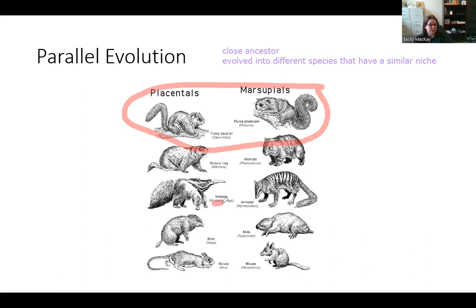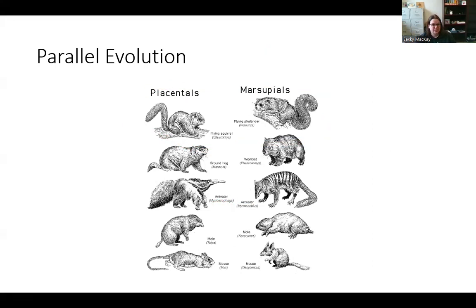Similarly, you have two different types of anteaters. One is a marsupial, one is a placental. Anteaters have those really long noses that allow them to eat termites and stuff. Usually really long, sticky tongues. They also have pretty big claws, so they can tear down the mounds that these insects build. But they're not the same species. They just occupy a similar niche. They do similar things in the environment. And so this can happen when they have relatively close ancestors.